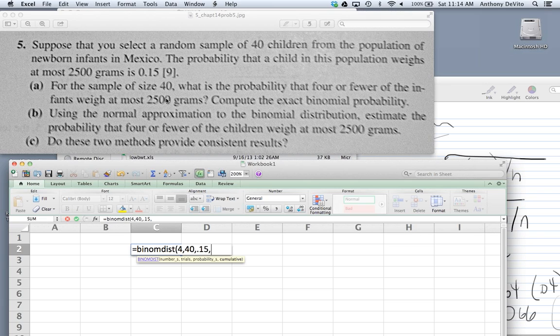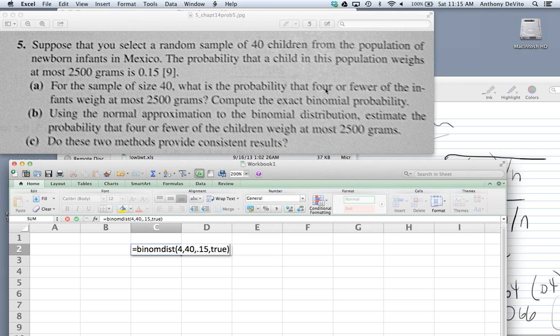Well, if they said, what's the probability that exactly 4 children out of those 40 that you choose randomly are 2,500 grams or less, then I would put false for cumulative, because I don't want it to add up. I want it to just be the exact number. But they say probability of 4 or fewer. So I want the probability for 4, that it could be 4 or 3 or 2 or 1 or 0 out of 40, right? So I want to say true for cumulative.